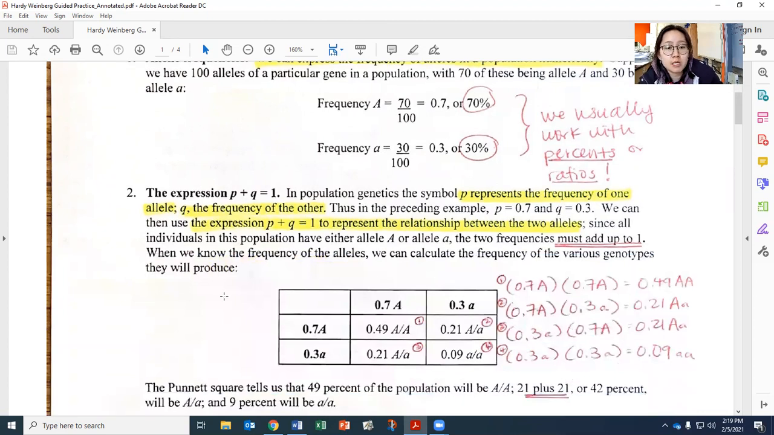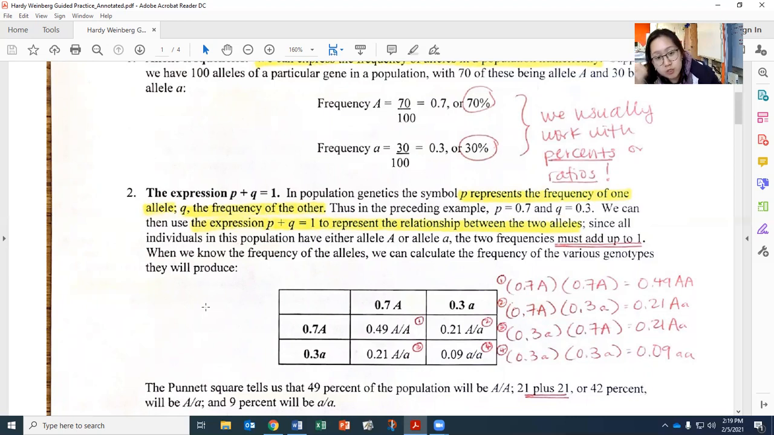So the expression P plus Q equals 1 is super important also. It's one of the key formulas that we will be using. There's only going to be 2 in Hardy-Weinberg equilibrium, so this one's the easy one to remember. In population genetics, the symbol P represents the frequency of one allele and Q represents the frequency of the other. Thus, in the preceding example, P equals 0.7 and Q equals 0.3.